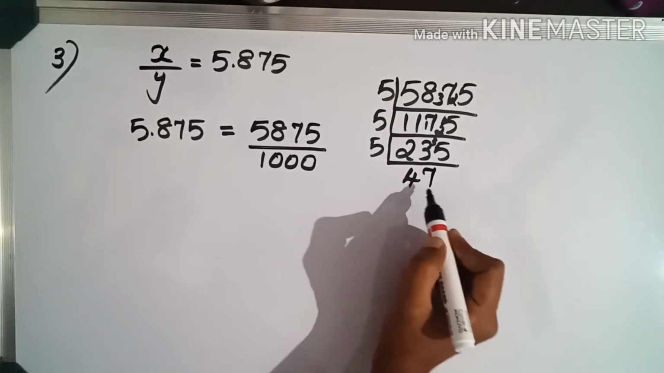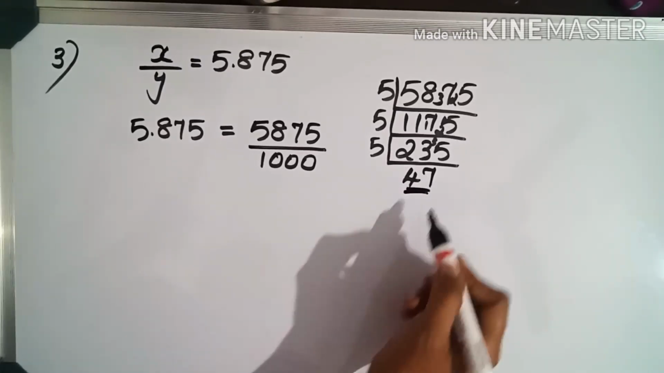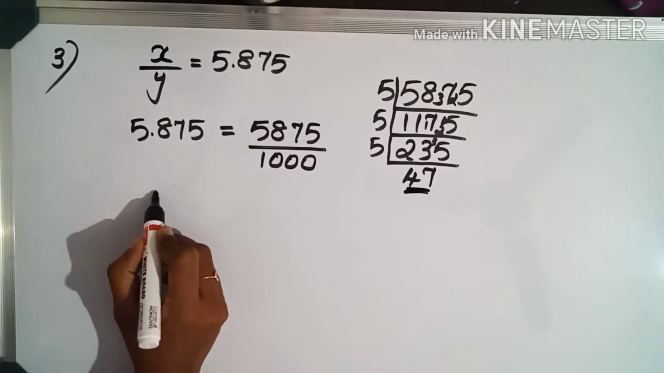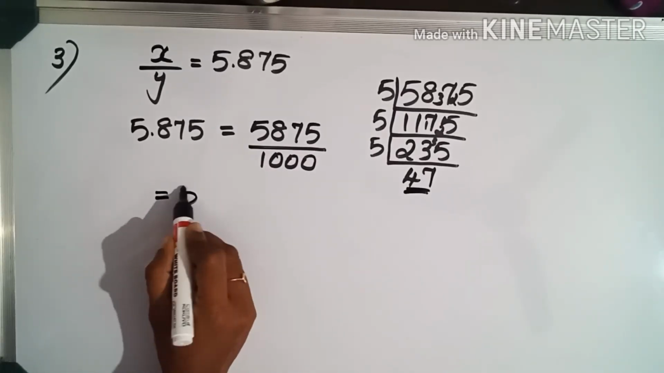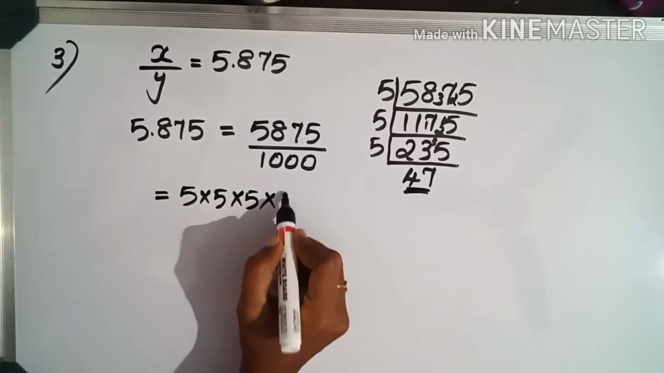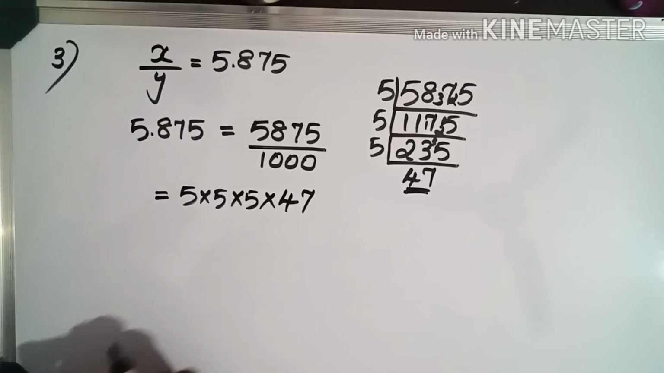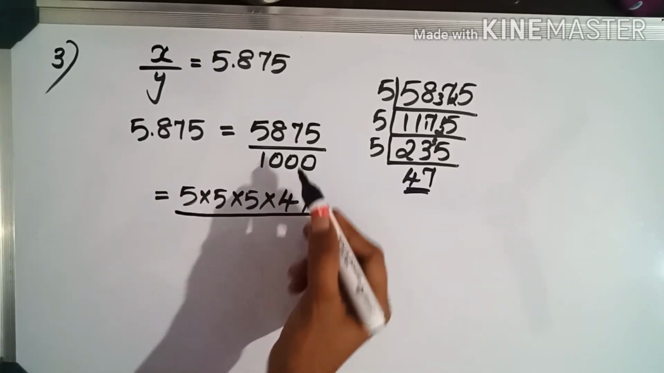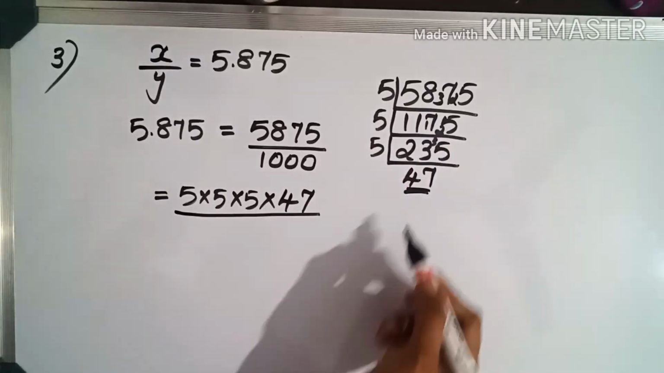We got one 2-digit number. Let's stop there. So instead of 5875, we can write 5 into 5 into 5 into 47. For the numerator, let's write this. Now denominator. Denominator also we need to factorize same like this.